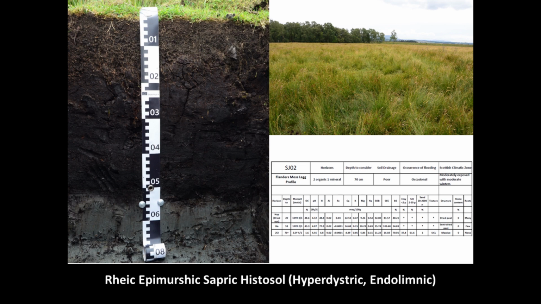Rheic, this is the formation of the organic material under groundwater. Distric and eutric for histosols, this is just defined by the pH of the organic material in water. If this is less than 5.5, then it's distric, less than 4.5 is hyperdistric. And endolimnic, this is the limnic material starting somewhere below 50 centimeters. So this soil is a rheic, epimorphic, sapric histosol, hyperdistric, endolimnic.